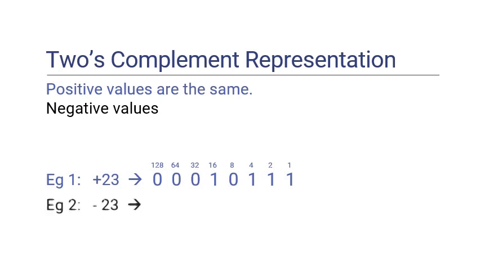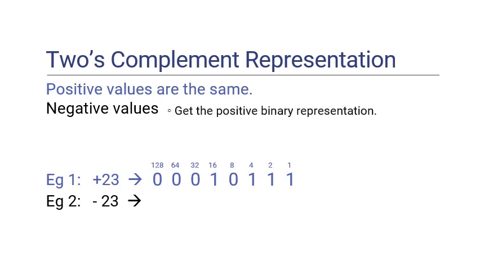But if we consider negative values, for example, let's take negative 23. First of all, we need to find out the positive representation of this binary value. So we receive the same bit pattern as we did in the previous case, because we are considering the positive 23. The second step is to invert the bits, where the zeros are written as ones and the ones are written as zeros.